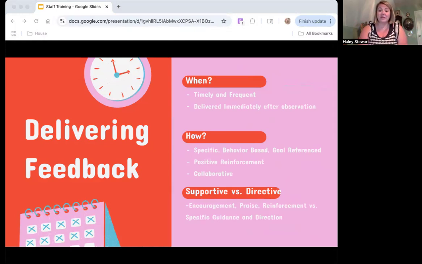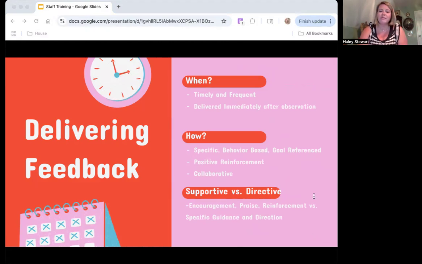Feedback should be specific, behavior-based, and goal-referenced, focusing on what was done well and what might need improvement. It should include positive reinforcement for accurate self-monitoring and desired performance. Feedback is more effective when it is collaborative, meaning whenever we're allowing supervisees to reflect on their own self-monitoring data and then participate in the problem solving with the supervisor. Tone should always be constructive and supportive. So maintaining cultural responsiveness and promoting autonomy is one of our key goals here.